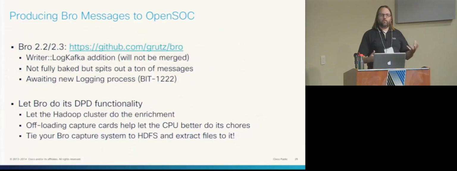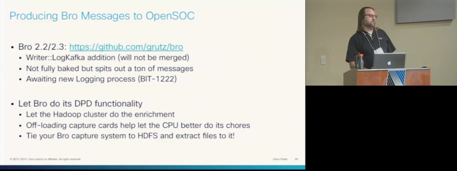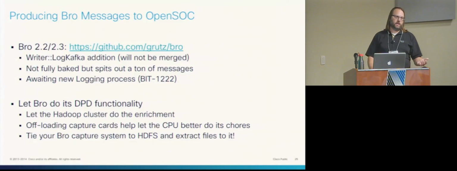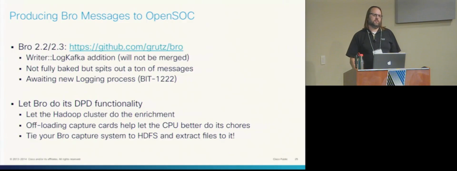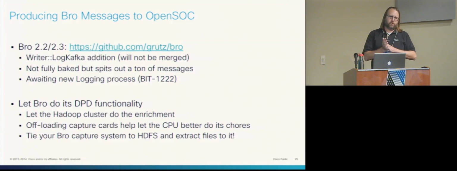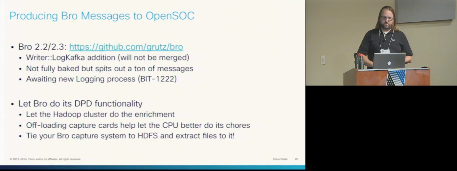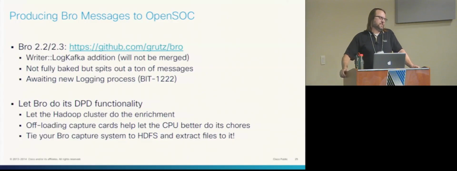All right, so what did we have to do a little bit different to get Bro into this? Well, we could have used Flume to say, all right, read these files and throw it up. But honestly, it's really slow when you're doing lots and lots of traffic to have Flume do that. We want Flume to do other things that we couldn't easily modify. So we wrote a log Kafka edition, which will not be merged because the code is changing.